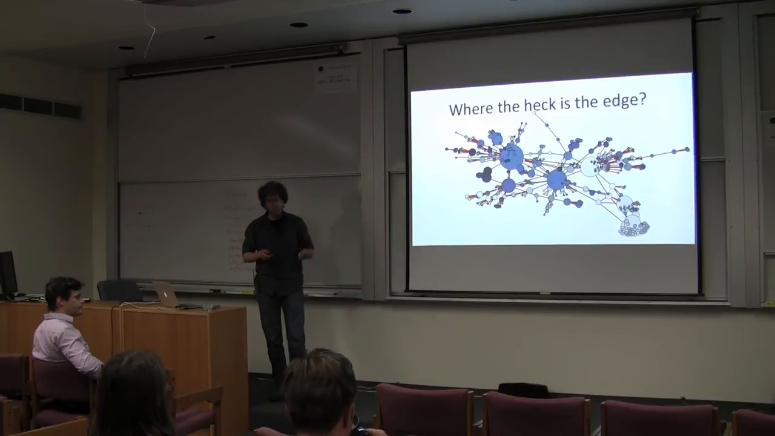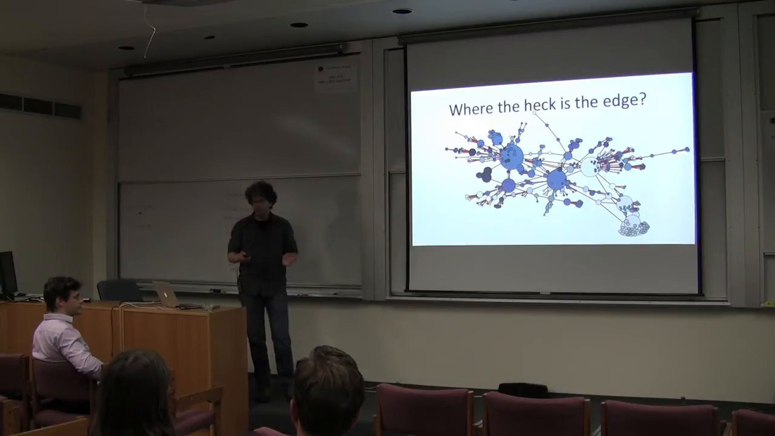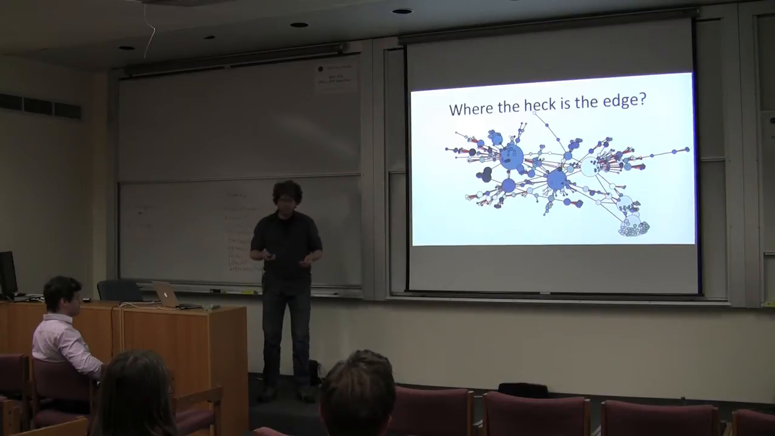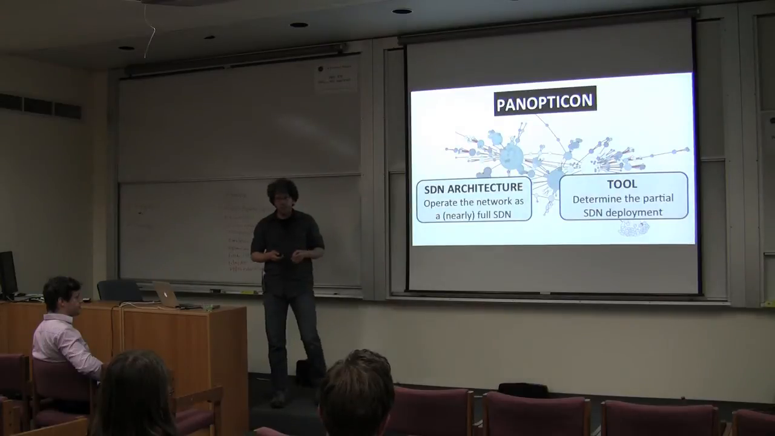But if we look at the enterprise network, we're dealing with an edge of the network that comprises potentially thousands of legacy hardware devices. And to upgrade all of these devices to get SDN at the edge is about as intractable as doing the entire network. So we need to think about how to do this differently. And this brings me to Panopticon.